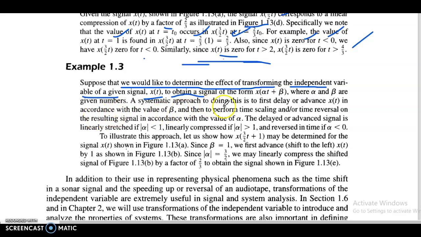A systematic approach to doing this is first delay or advance x of t in accordance with the value of beta, and then to perform time scaling and or time reversal on the resulting signal in accordance with the value of alpha. The delayed or advanced signal is linearly stretched if mod alpha is less than 1, linearly compressed if mod alpha is greater than 1, and reversed in time if alpha is less than 0.